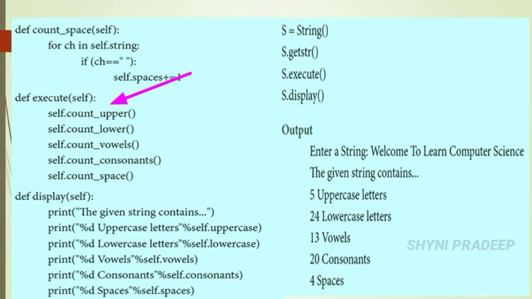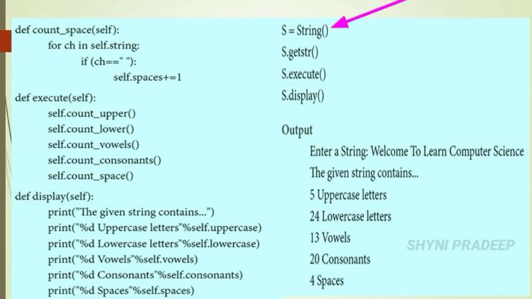Okay. And the next function is the execute function. You have to execute the count upper function, count lower function, count vowels function, count consonants function, and count space function, and display the uppercase, lowercase, vowels, consonants, and spaces. So this is the display function. The given string contains, see the next statement, the number of uppercase letters will be printed and the number of lowercase letters will be printed. Vowels, consonants, and spaces will also be printed.